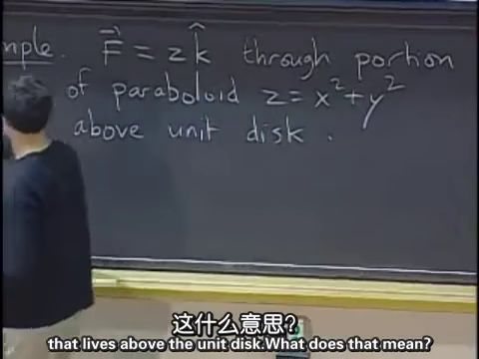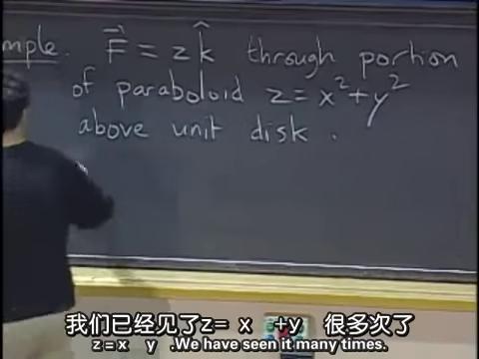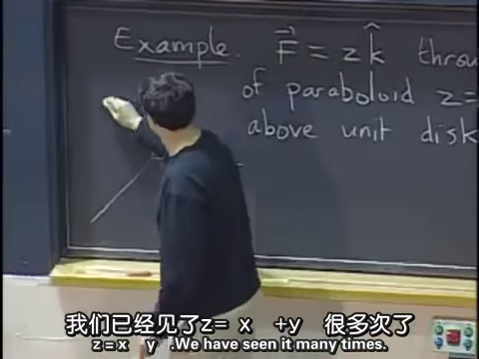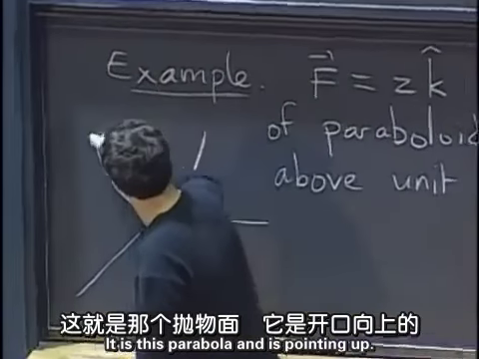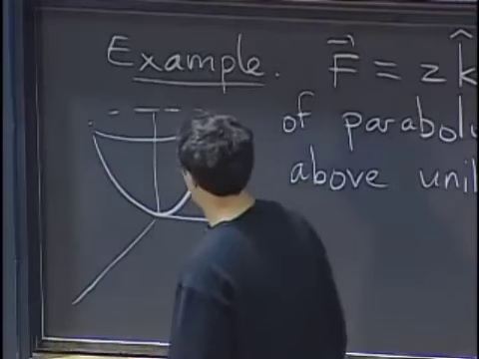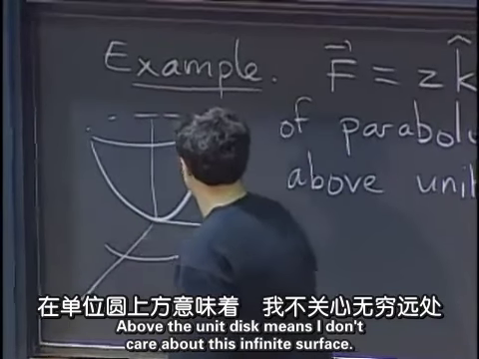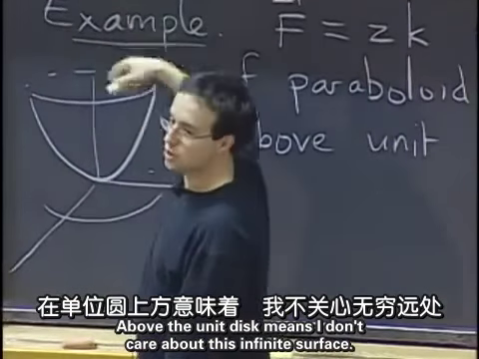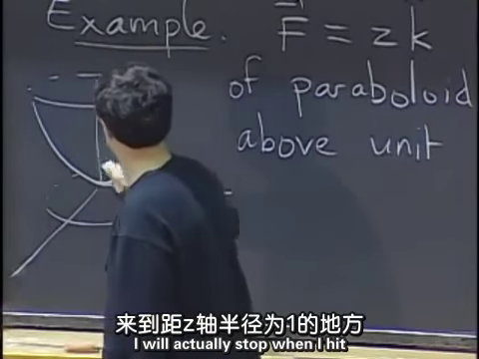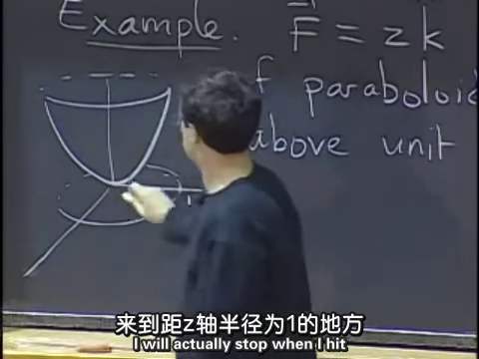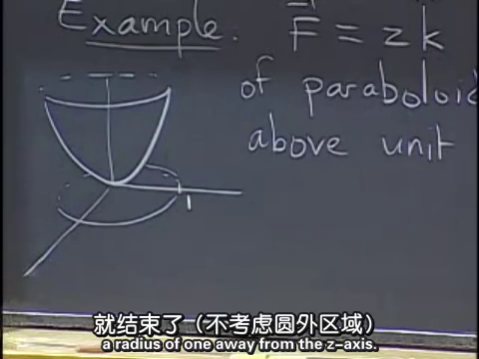Okay, so what does that mean? Z equals x squared plus y squared, well, we've seen it many times. It's this paraboloid pointing up. Above the unit disk means I don't care about this infinite surface. I will actually stop when I hit a radius of 1 away from the z-axis.